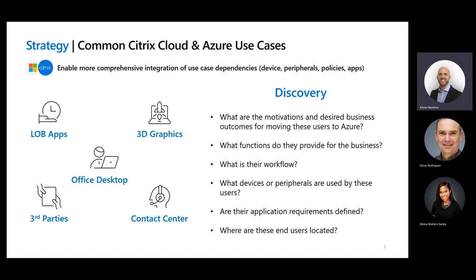In the cloud adoption framework, Citrix would be considered an app. You were building off your Azure landing zone and then building that Citrix landing zone so that as an app, it could scale and then drive additional use cases using your Azure infrastructure. So having conversations with your customers around what's the motivation, what does this use case provide to the business, what is the workflow, device, peripherals, application requirements? These are questions you should always ask on the front end of the project.